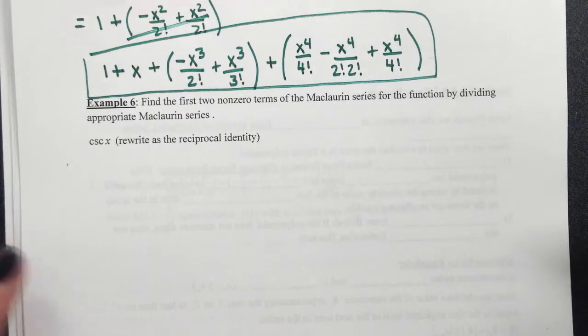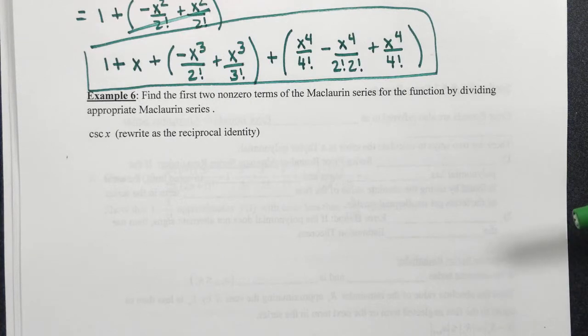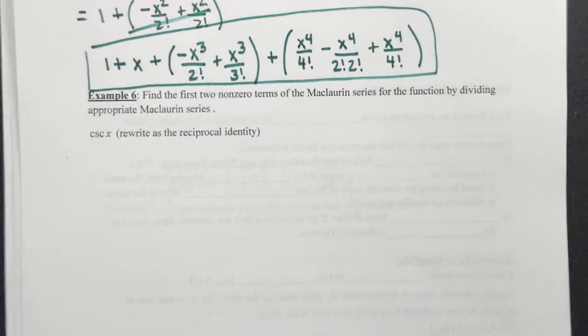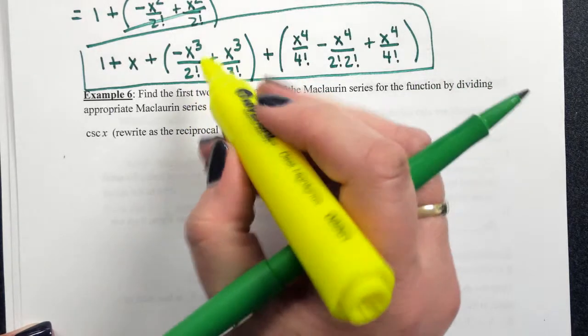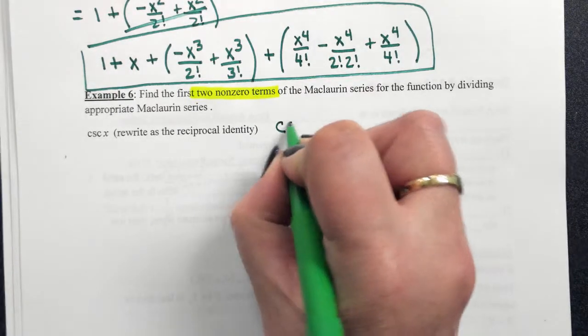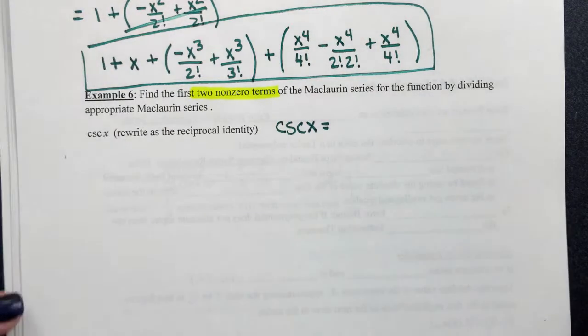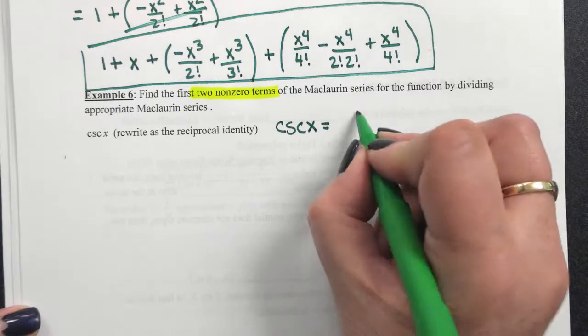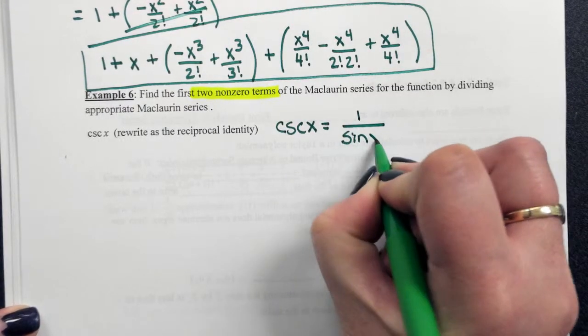So another operation you can do is, now notice these are only asking me for the first 2 non-zero terms. Don't get too excited. That means it's probably not going to be pretty either. If they're only asking you for 2 terms, that means there's probably a glitch to this. So cosecant of x, going back to my trig, cosecant is the reciprocal function of what? Sine. So now what I want to do, there is no Maclaurin that I know for cosecant of x. But I do know it for its reciprocal function sine, so I can change cosecant of x into 1 over sine x.